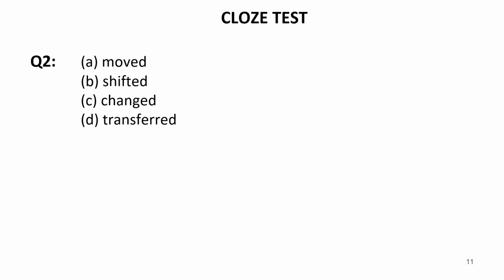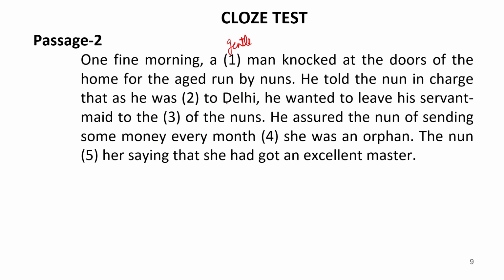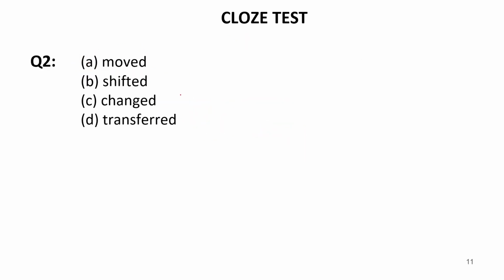When a person shifts from one place to another, it can be a case of transfer, because a person who is employed in a company gets transferred to other cities or areas. Here it is written, he was dashed to Delhi. Now we require the verb's third form. So he was moved to Delhi. Not already moved, shifted to Delhi, changed to Delhi. In fact, he was transferred to Delhi.